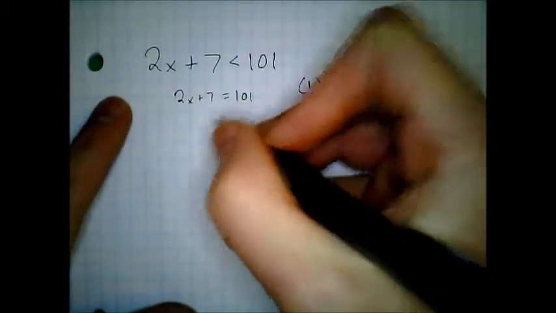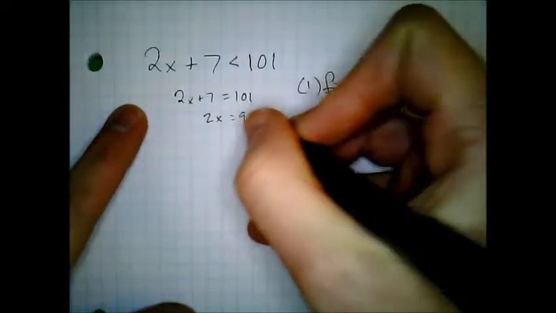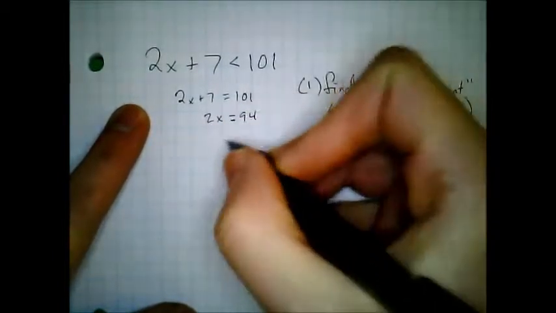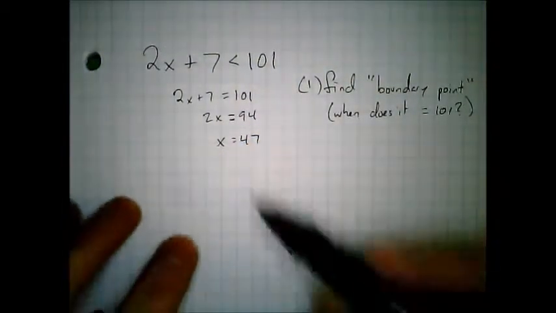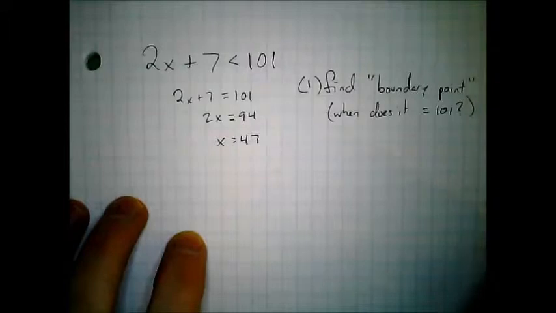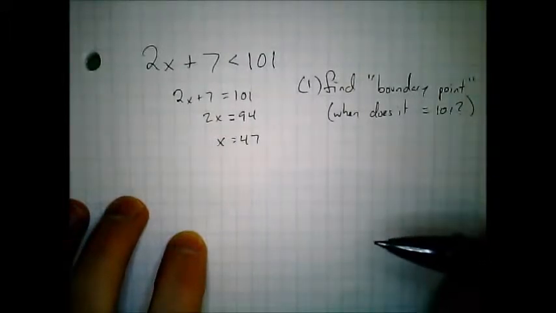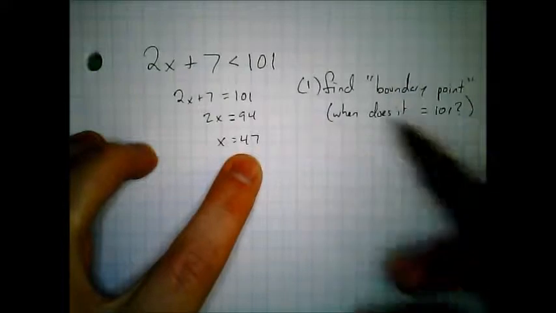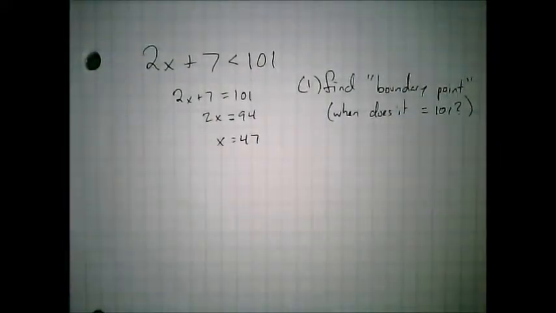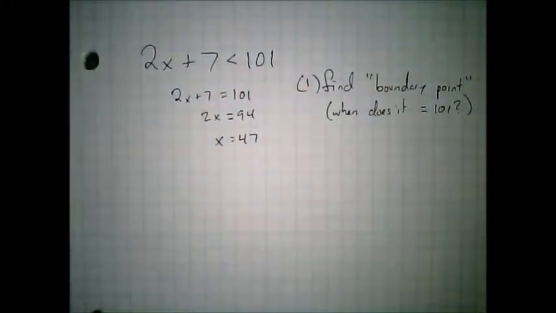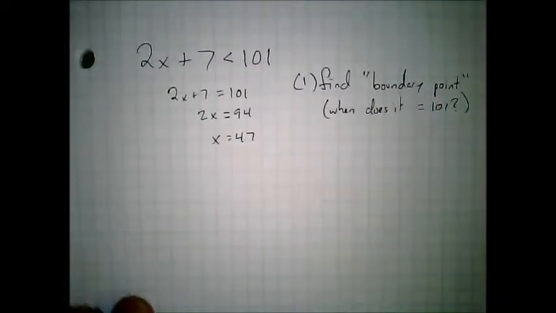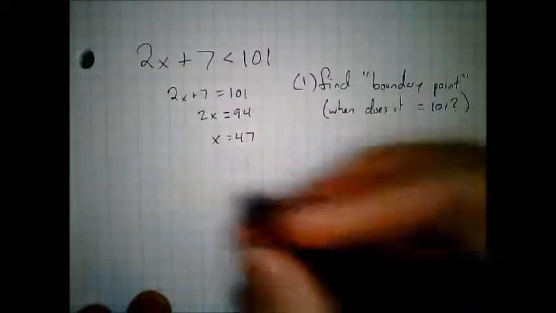So we solve it. We subtract 7 from both sides. We have 2x equals 94. We divide by 2 and we get x equals 47. So we found that after 47 years, the tree is 101 feet tall. So what this means is our boundary point is 47. The reason we call this the boundary point is because this is when it's going to equal 101. So this is where that number line is split. Maybe the tree's shorter up until 47 and taller after 47. This 47 is when that inequality changes.